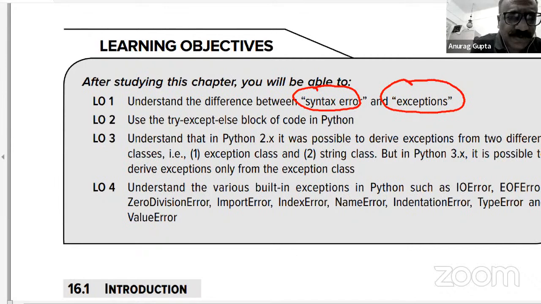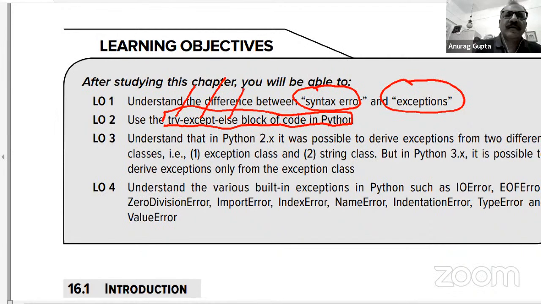Learning objective 2 is to use the try except else block of code. So there are three terms: try, except, else. Then understand that in Python 2.x it was possible to derive the exception from two different classes, exception class and string class. But in Python 3, it is possible to derive exception only from the exception class. This is a bit outdated, if I may say so, because when I wrote this book back in 2019, Python 2.x was still in vogue. Some people were still using it, but it's going out.